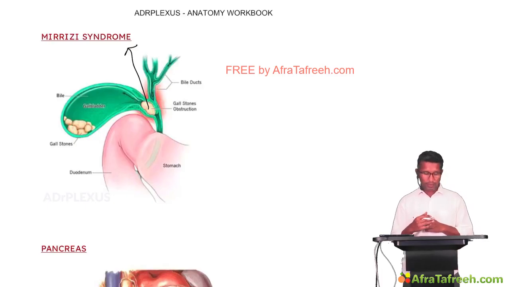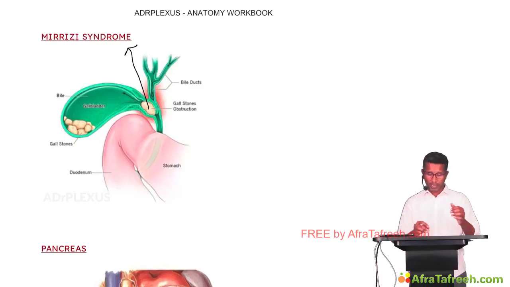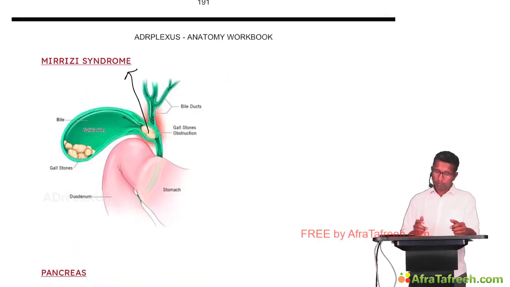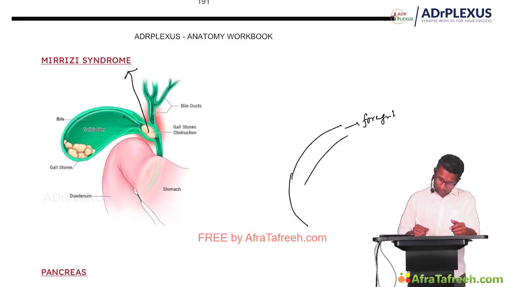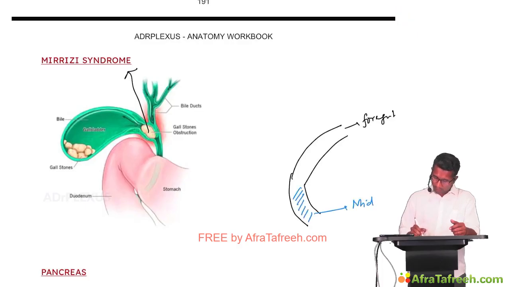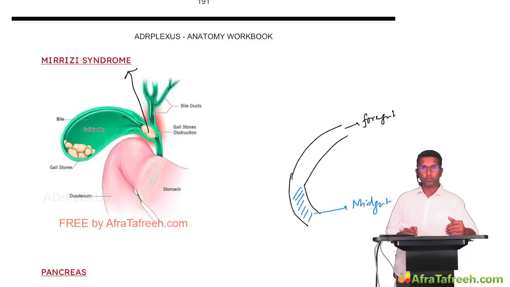To end the liver and the gallbladder, I'll draw a simple diagram. There is a gut called the foregut. Let us consider this is the foregut, and the foregut continues as the midgut. Let us consider this is the midgut, close to the junction of the foregut and the midgut.